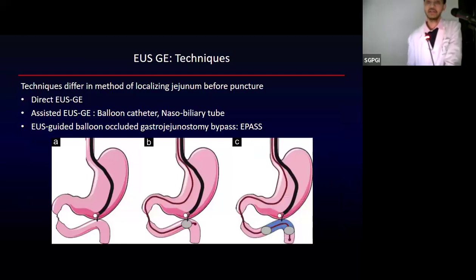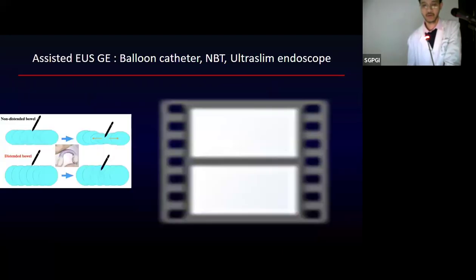Now, what are the three techniques for EUS gastroenterostomy? First is the freehand or direct technique, where a direct puncture is made from the stomach into the small bowel. Image B shows an assisted technique where a balloon catheter or nasobiliary tube is used to access the small bowel, and the third is the EPASS technique, where a double balloon is used. Now, we at our center use a nasojejunal tube assisted gastroenterostomy, which will be discussed ahead.